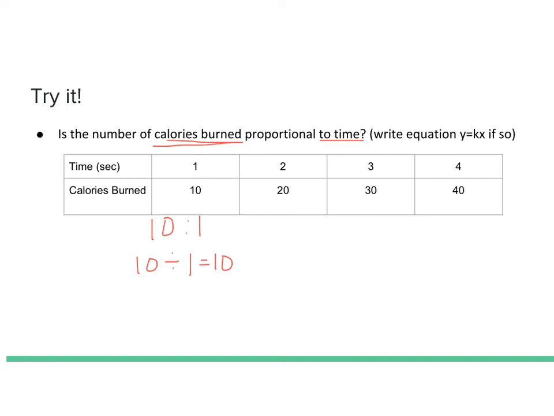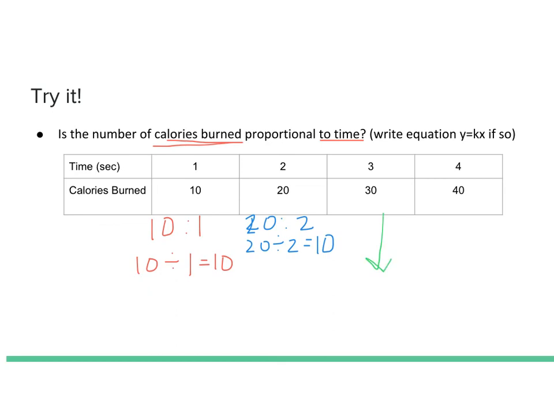Let's look at our second time that we have. So after 2 seconds, we're burning 20 calories. So to write that ratio, we do 20 to 2. So to find the rate, we do 20 divided by 2, which also equals 10, which means that our rate is still 10 calories per second. Fix that and make it a little bit neater for you. Let's look at number 3. I'll write it down here so I don't run out of room.